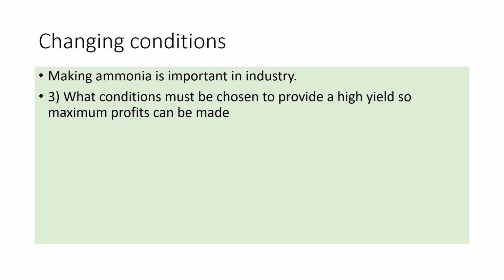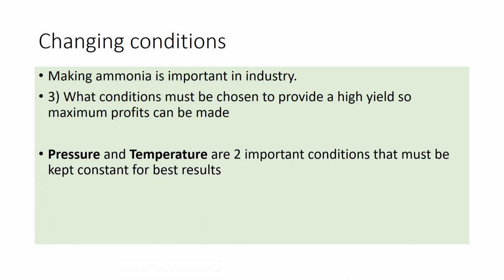Making ammonia is important for the industry. So what conditions must be chosen to provide a high yield so maximum profits can be made? What two things can we change in order to increase the amount of product? Well, there are only two things we've talked about today. It is either pressure or temperature, the two important conditions that must be kept constant for the best results, because they're the only two things we can change.